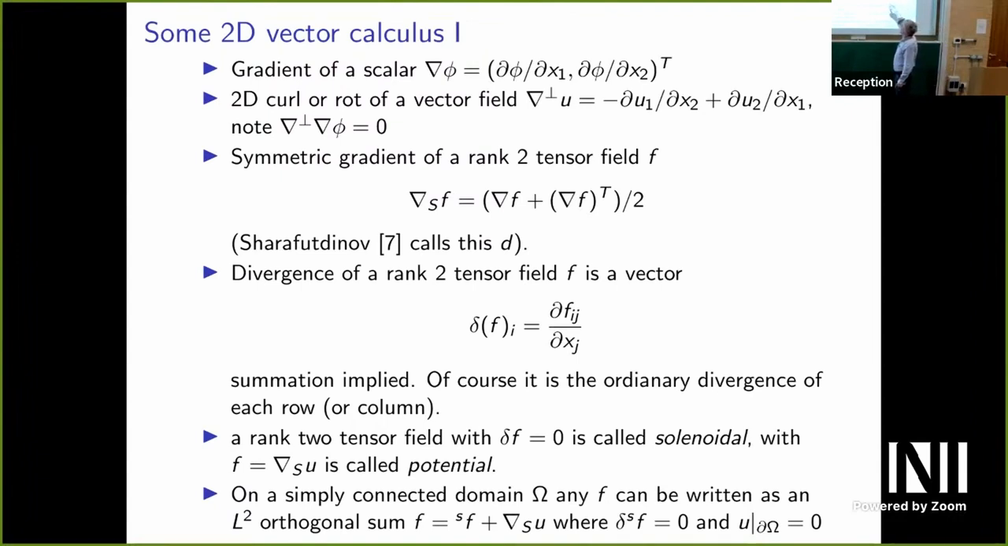So you take a vector field, and you take its gradient, which is a matrix, and then you symmetrize that matrix by averaging with the transpose. And so if U was a displacement field in mechanics, this would be strain. So it measures how much something's stretched, leaving out its rotation.